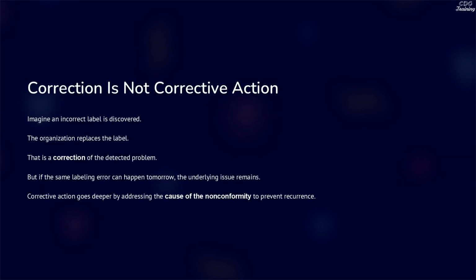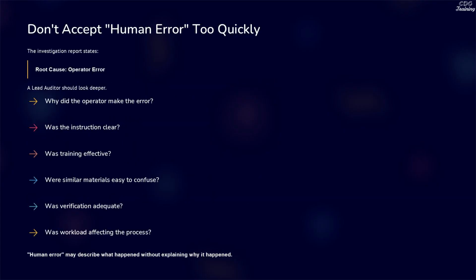Correcting an error, like replacing an incorrect label, doesn't address the underlying issue. Corrective action should focus on the cause of the nonconformity to prevent recurrence. The investigation report may cite human error, but a deeper look is needed. Questions about clarity, training, and workload can reveal underlying issues that human error alone doesn't explain.